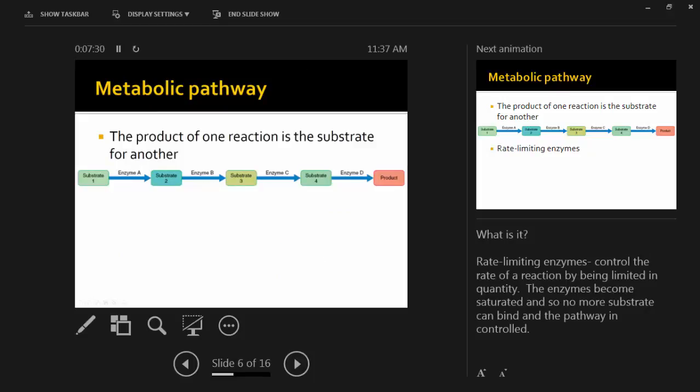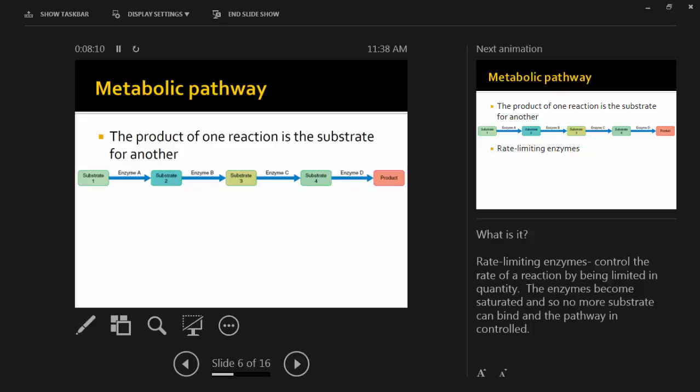When one chemical reaction forms a product that is a substrate for another chemical reaction, you end up with a metabolic pathway. Okay? I'll say it another way. This is the first substrate or thing going into reaction. It interacts with enzyme A, and this is its product, substrate 2. Substrate 2 acts with enzyme B and produces substrate 3. Substrate 3 acts with enzyme C and produces substrate 4. Substrate 4 interacts with enzyme D and produces the final product of this long metabolic pathway.